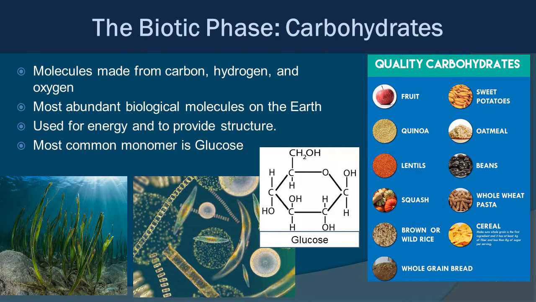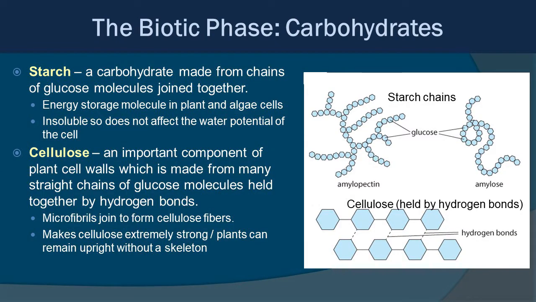The most common monomer for carbohydrates is glucose. And here is the glucose molecule labeled for you, just so you can see what it looks like. Now, this glucose is, again, a product of photosynthesis. So this is how carbon and oxygen, all this stuff, get incorporated into organic matter. Now, when we talk about carbohydrates, the monomer here is glucose. And if you start adding them together, you get starch and cellulose. Starch is a carbohydrate made from chains of glucose molecules joined together. And you can see two examples of them on the top right.